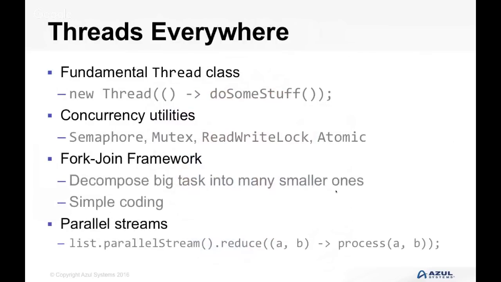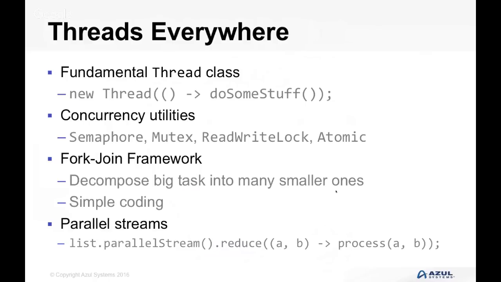Now, in terms of the way that you can do that, Java has really progressed over the years. Back in the beginning, there was the Thread class, so you can start your own thread and have something execute separately. Then in JDK 5, the concurrency utilities were introduced to make life easier for writing cooperative multi-threaded code. We had semaphores, mutexes, read-write locks and atomic operations. All of these made having threads cooperate between themselves a lot easier.